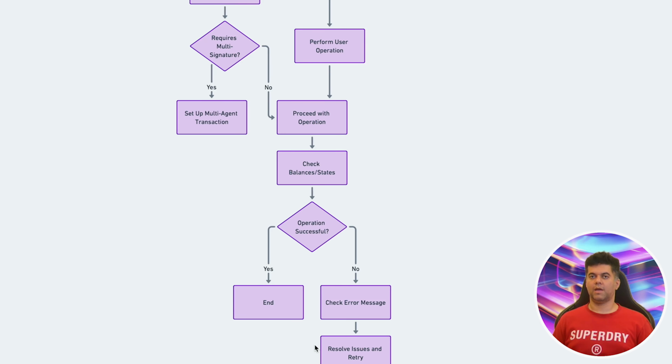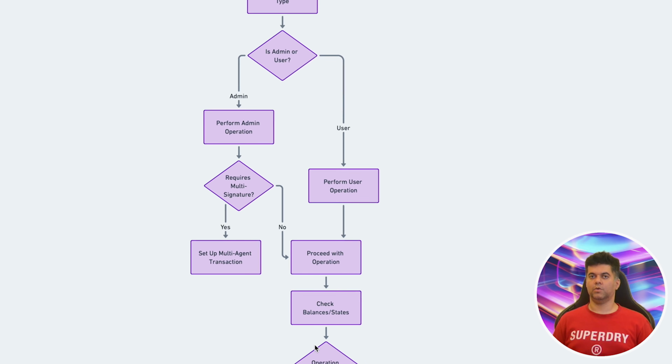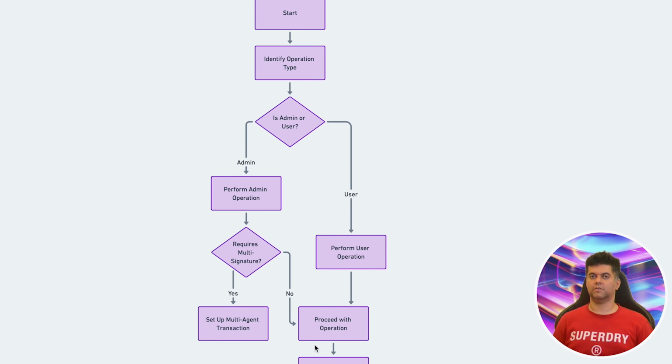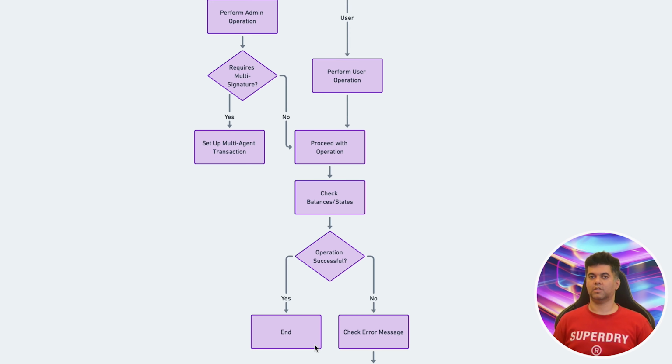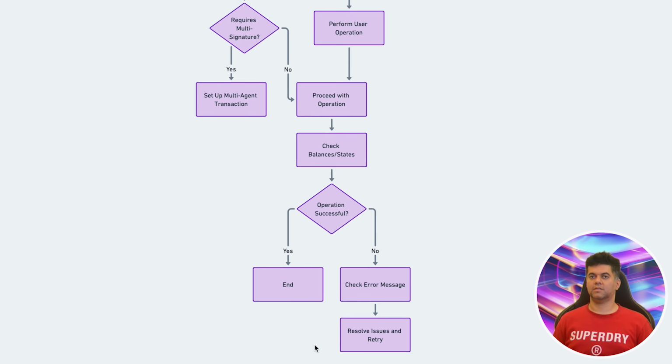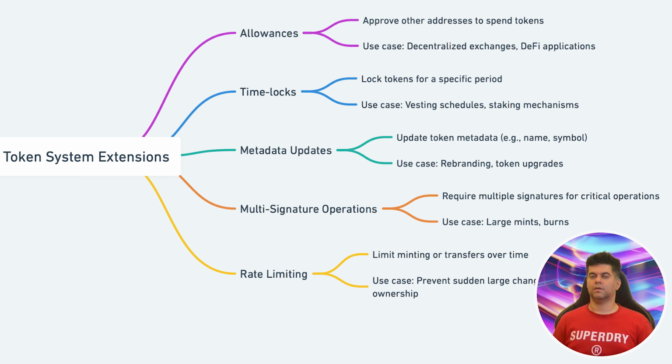Remember, when building a real-world application, you'd typically create a user interface that interacts with these functions rather than using the CLI directly. However, understanding how to interact via CLI is important for testing and debugging your smart contracts. As we wrap up, let's discuss some potential extensions to our token system. While we've built a robust foundation, there are always ways to enhance and expand functionality.